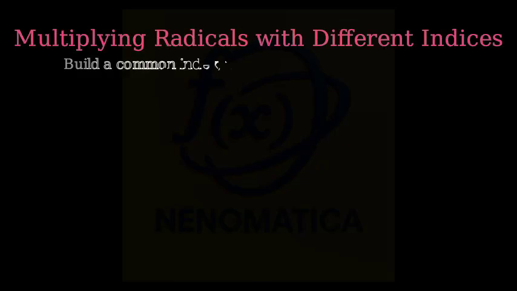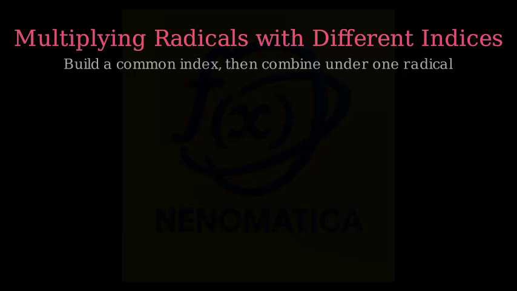In this lesson, we will master how to multiply radicals with different indices and prove the rules step by step, then finish with a clean example. Suppose we want to multiply an mth root of a by an nth root of b. Here is the product we want to simplify.